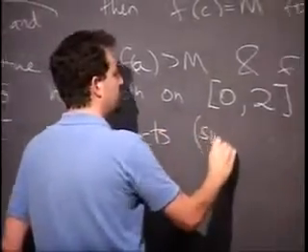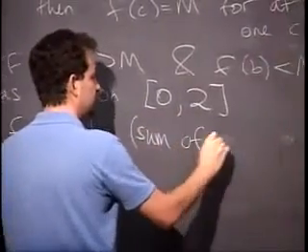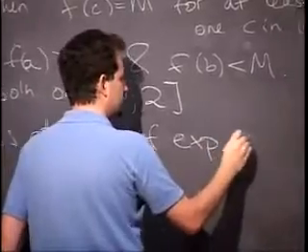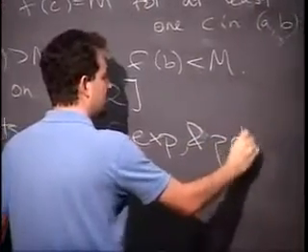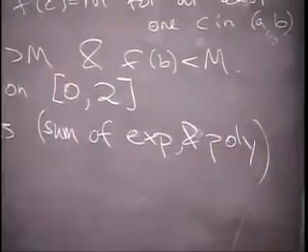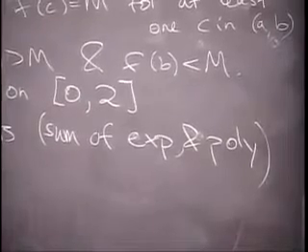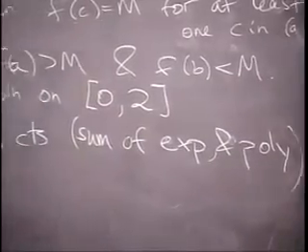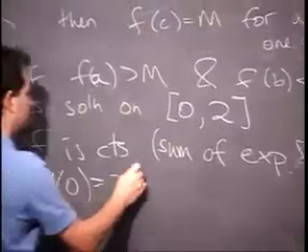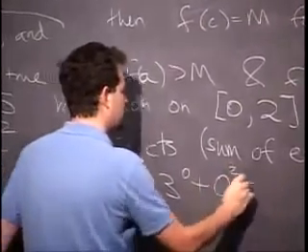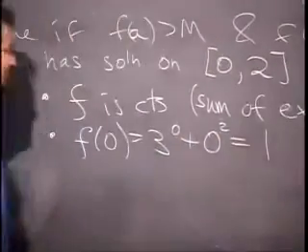The sum of an exponential and a polynomial, both of which are continuous, is continuous. F of 0 is 3 to the 0 plus 0 squared, which is equal to 1.